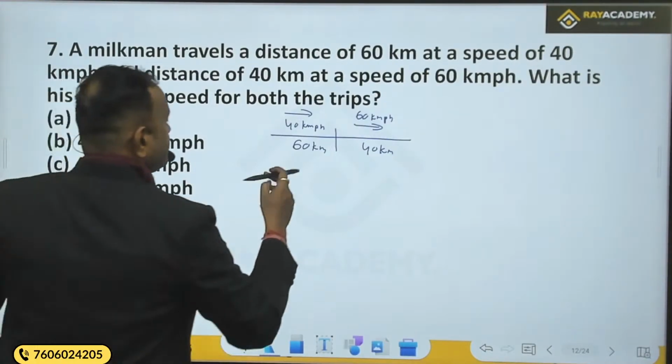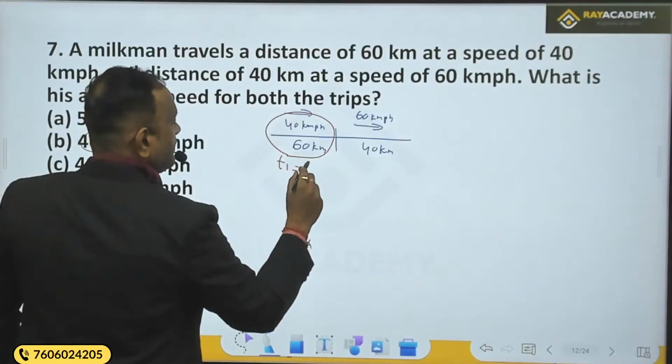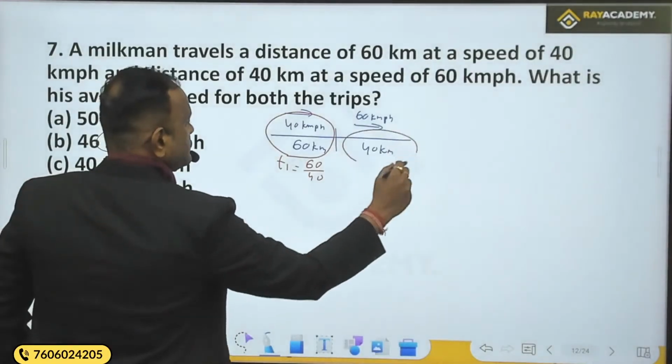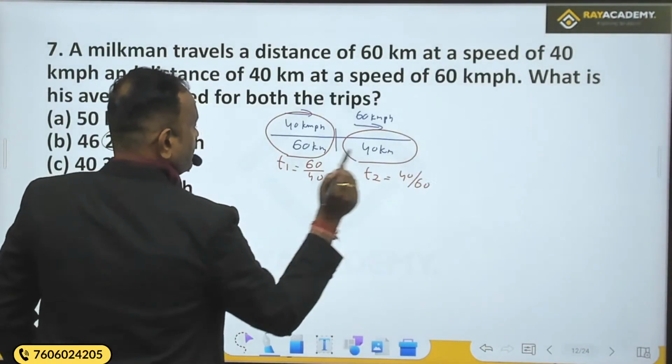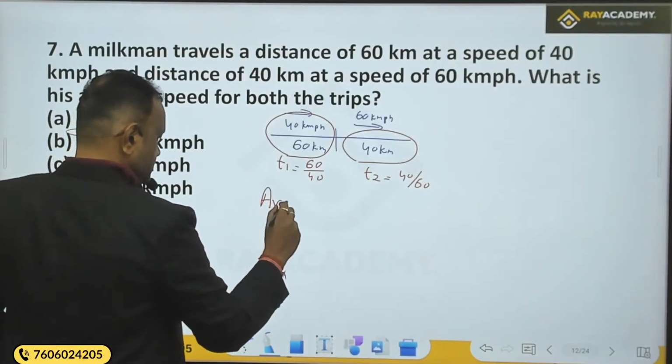अच्छा, how much time will the first stretch take? T1 is distance by speed, 60 by 40. And what about this stretch? How much will time T2 be? 40 by 60. Okay. Now what was the formula for average speed?